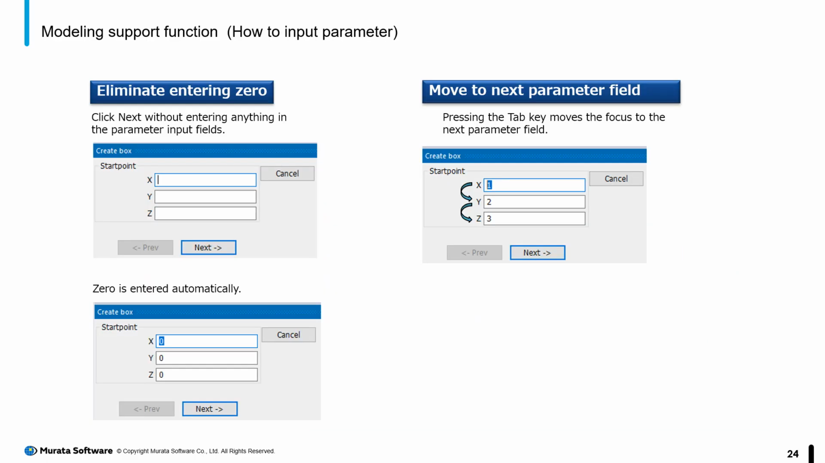Next, I will explain efficient parameter input. Femtet provides several auxiliary features for parameter input. In Femtet, if a parameter input field is left blank without any entry, the parameter input is recognized as 0. For example, if you want to set the x, y, and z components all to 0, you can simply leave the fields empty and click Next. Additionally, you can use the Tab key to navigate between input fields. This method allows for faster movement between fields compared to clicking on them with the mouse.